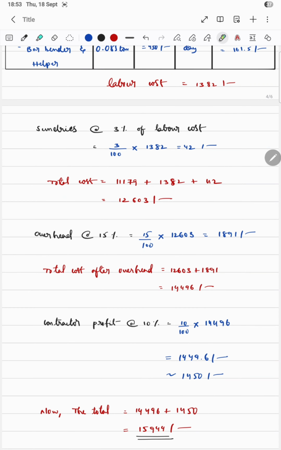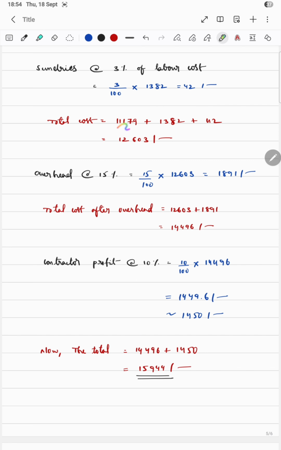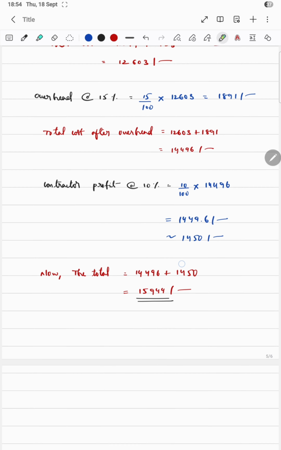Next we are going to calculate sundries at the rate of 3% of labor cost. Sundries are the small petty expenses, like food, water, cleaning and transportation of labor, etc. So we take 3 by 100 into the total labor cost, and we get 42 rupees as the sundries total cost. After adding the sundries, labor cost and material cost, we get 12,603 rupees.